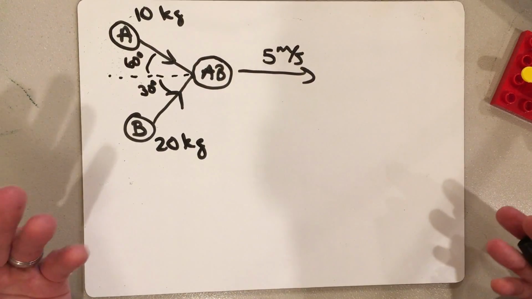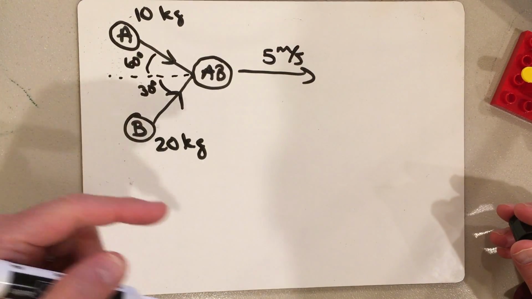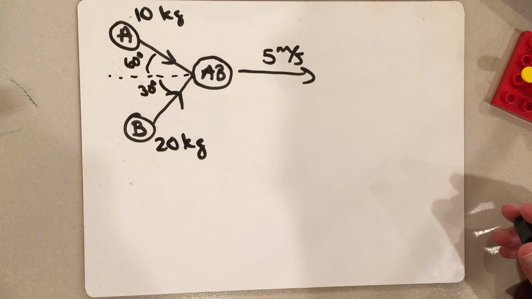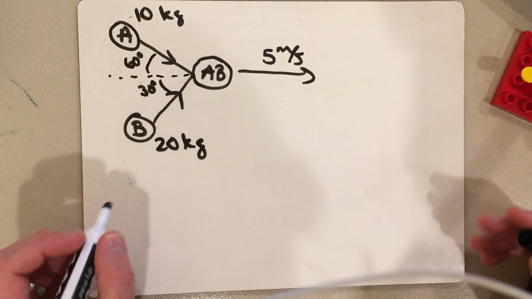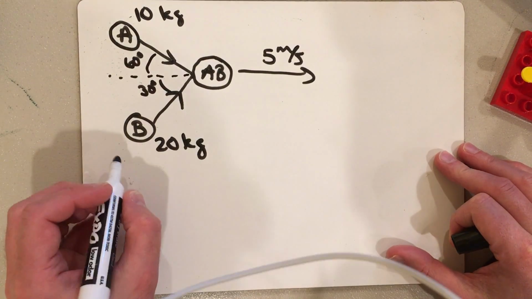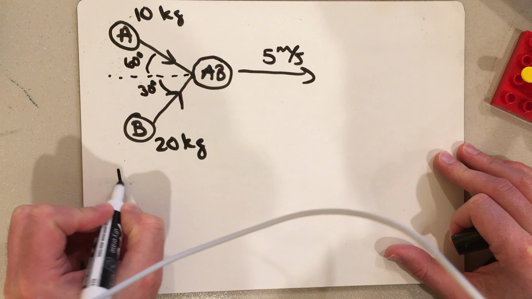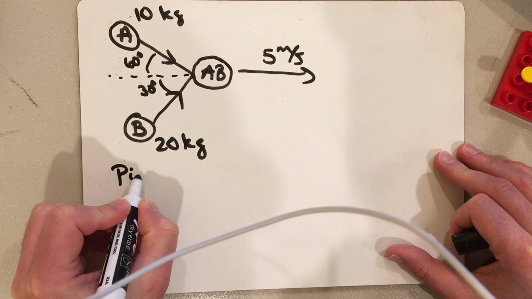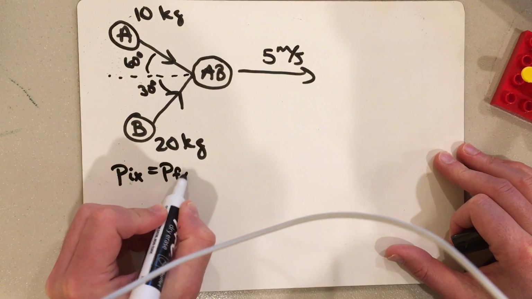So to solve this problem, we have to use the law of conservation of momentum. And because momentum is a vector, that has to be true for both the x and the y. So both horizontally and vertically, momentum has to be conserved. So if I start with the x, the total initial momentum in the x has to equal the total final momentum in the x.